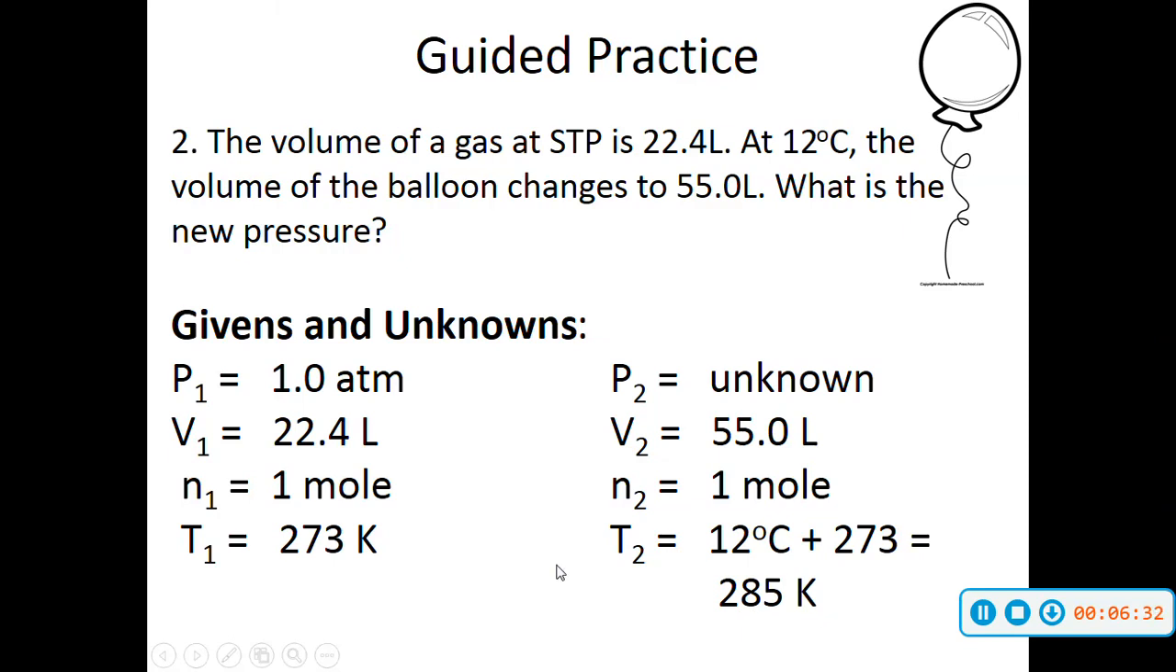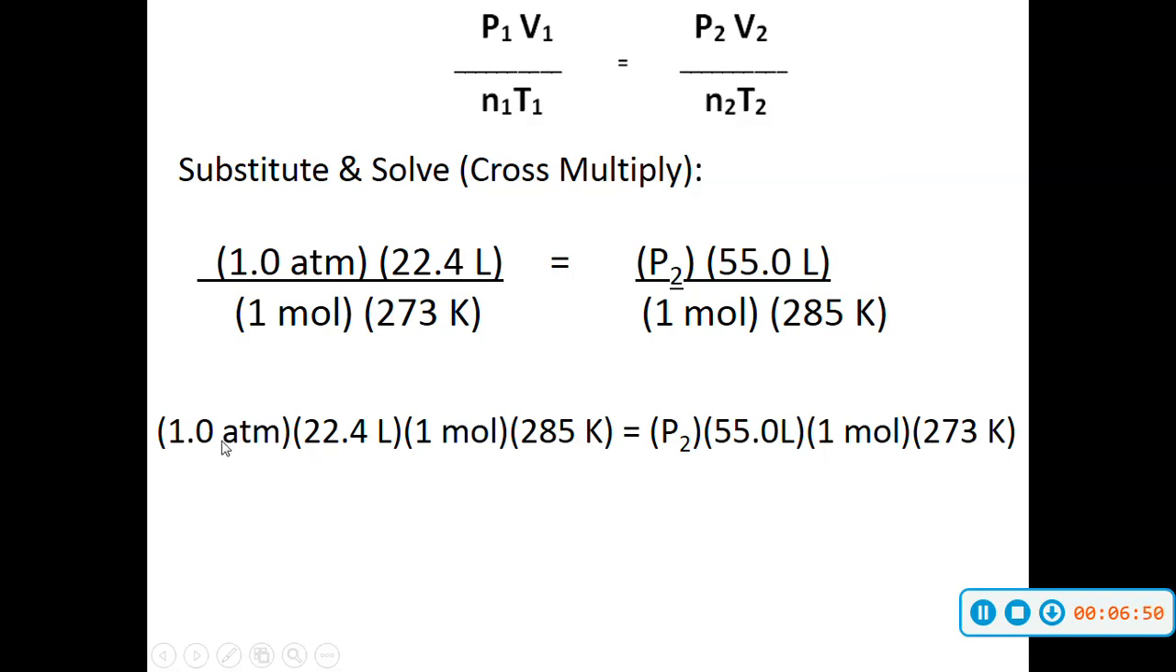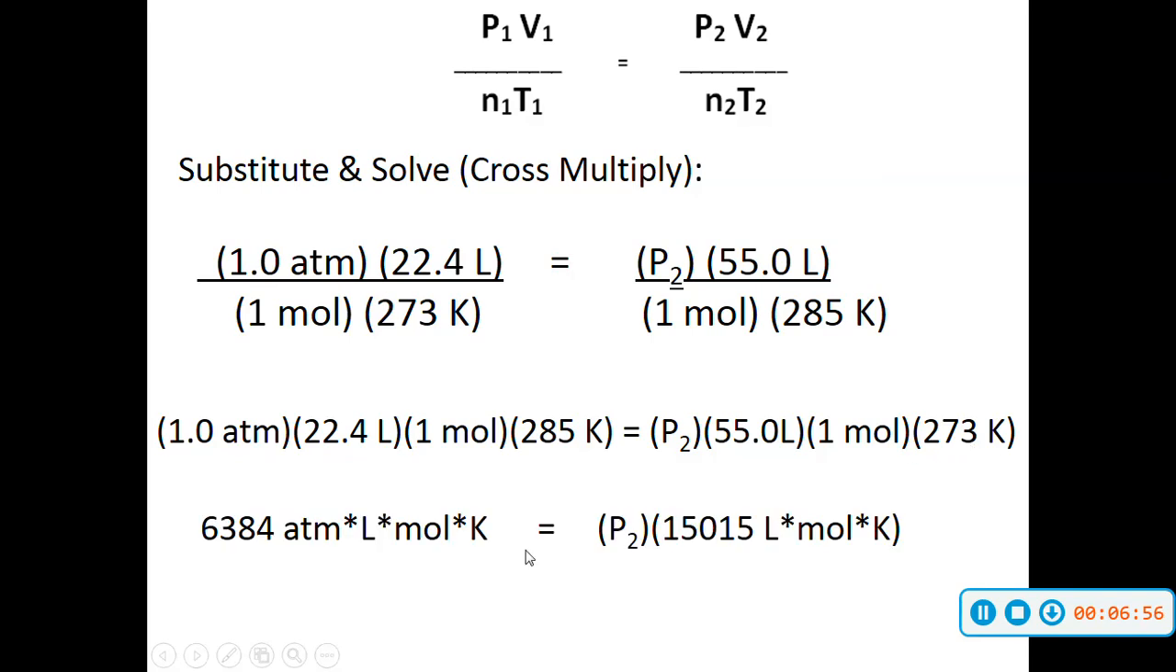We plug all our givens and our unknown into our equation, and we should get something that looks like this. To solve for our unknown, since we have fractions, all we do is cross multiply. You get all these units and numbers, multiply this side, and multiply this side as well. These are the values you get, and we still have an unknown, so we divide by 15,015.